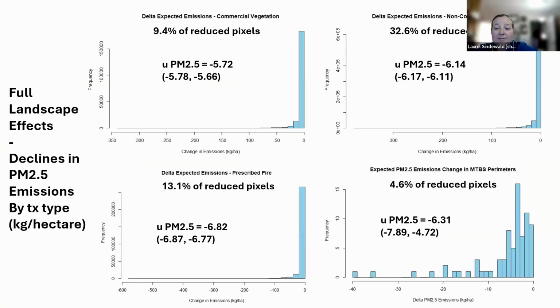To investigate the relative contribution of treatments and wildfires to the decline in PM2.5 emissions on the landscape, I clipped the pixels that showed decline in emissions by the treatment polygons. The percents indicate the percent of pixels that had declining emissions that fell within 1 kilometer of a treatment or wildfire. Treatments were actually responsible for a larger proportion of the change in emissions, though the wildfire pixels showed a reduction in expected emissions by a greater amount more frequently. So this is the mean reduction in PM2.5 emissions across the different categories with a 95% confidence interval.